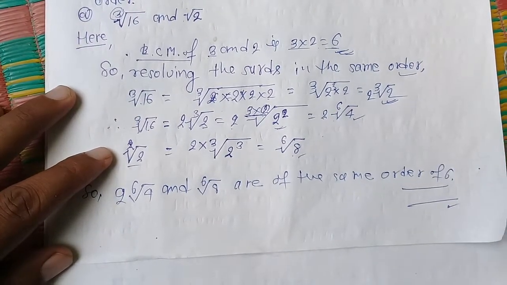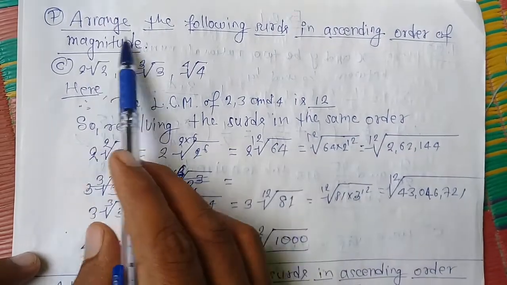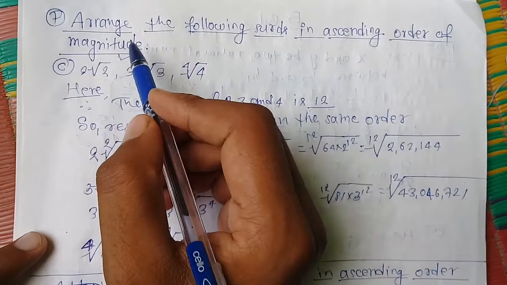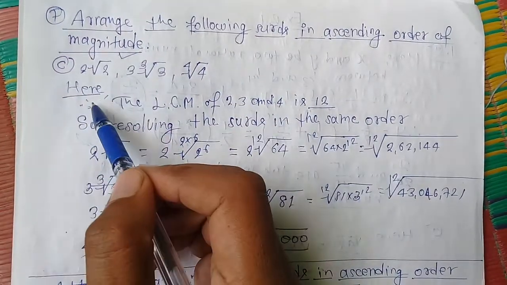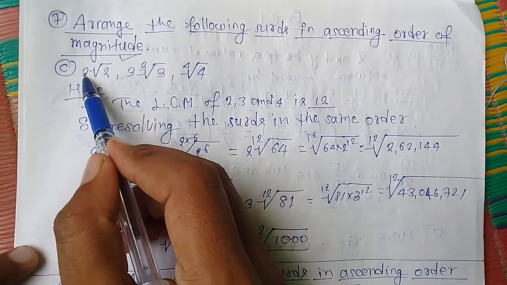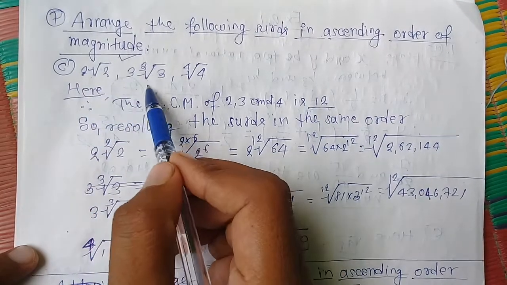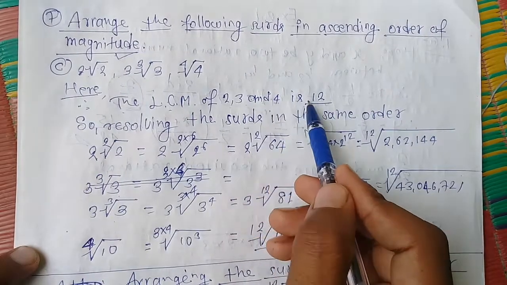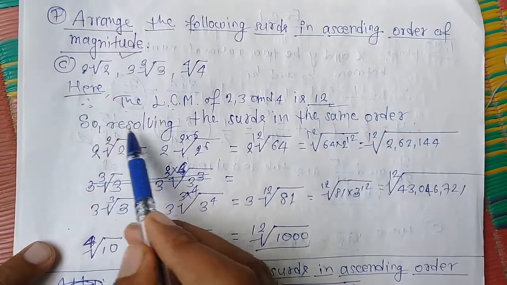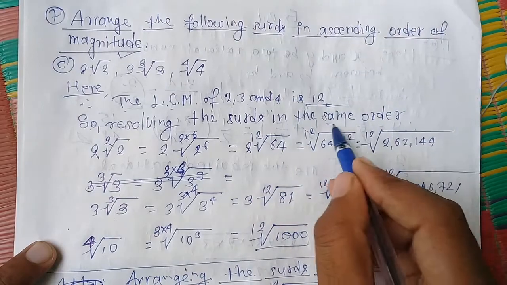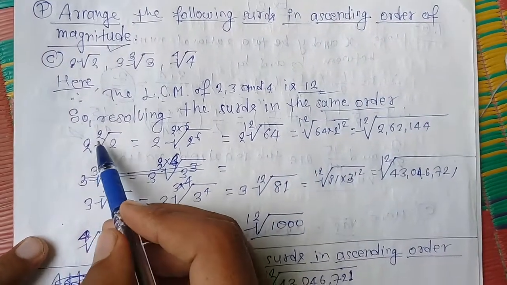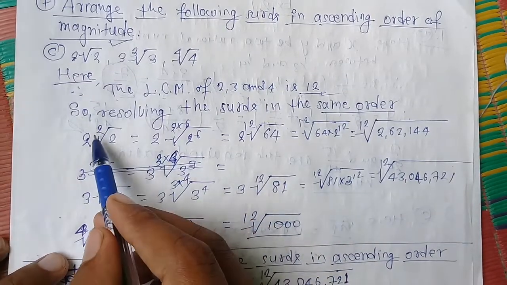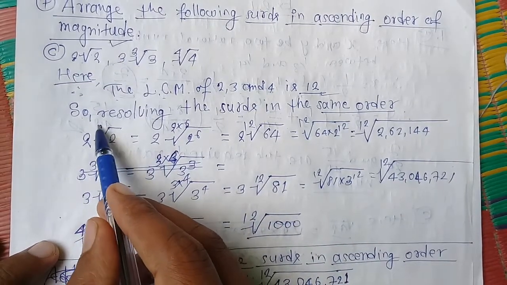Now next, arrange the following surds in ascending order of magnitude. What do we have to do? The surds are root 2, third root 3, fourth root 10. The LCM of 2, 3 and 4 is 12. So we resolve the surds into the same order. We have already discussed how to convert to the same order: the order should be the LCM number.